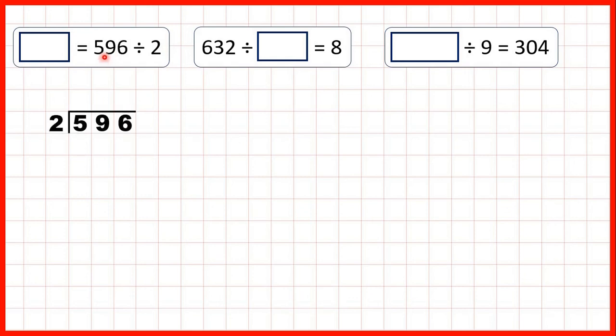We just need to divide 596 by 2. So we can use short division. 5 divided by 2 is 2 remainder 1. That's because 2 times 2 is 4, and then from 4 we need 1 more to get to 5. Now we have 19 divided by 2. That's 9 remainder 1, because 9 times 2 is 18, then we need 1 more to get to 19. So now we have 16 divided by 2, which is 8, because 8 times 2 is 16. So our answer is 298.